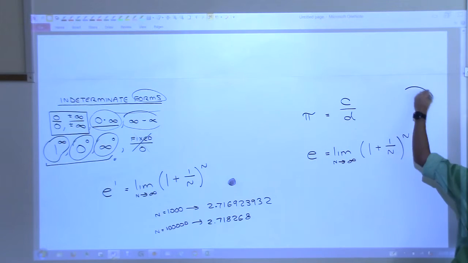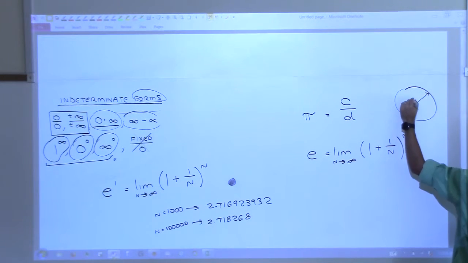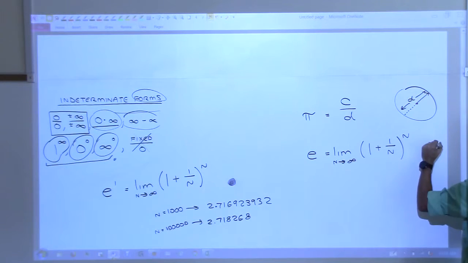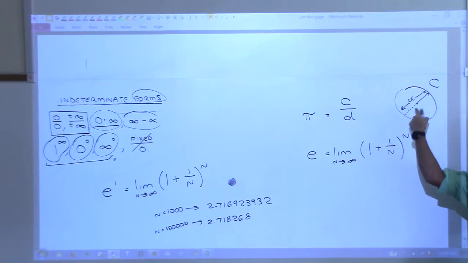If you take a circle and the diameter goes all the way across, right? Diameter goes all the way. Radius is halfway. Circumference is all the way around. Pi is exactly the circumference divided by the diameter. That is the definition of pi. It is a circle's circumference divided by its diameter.